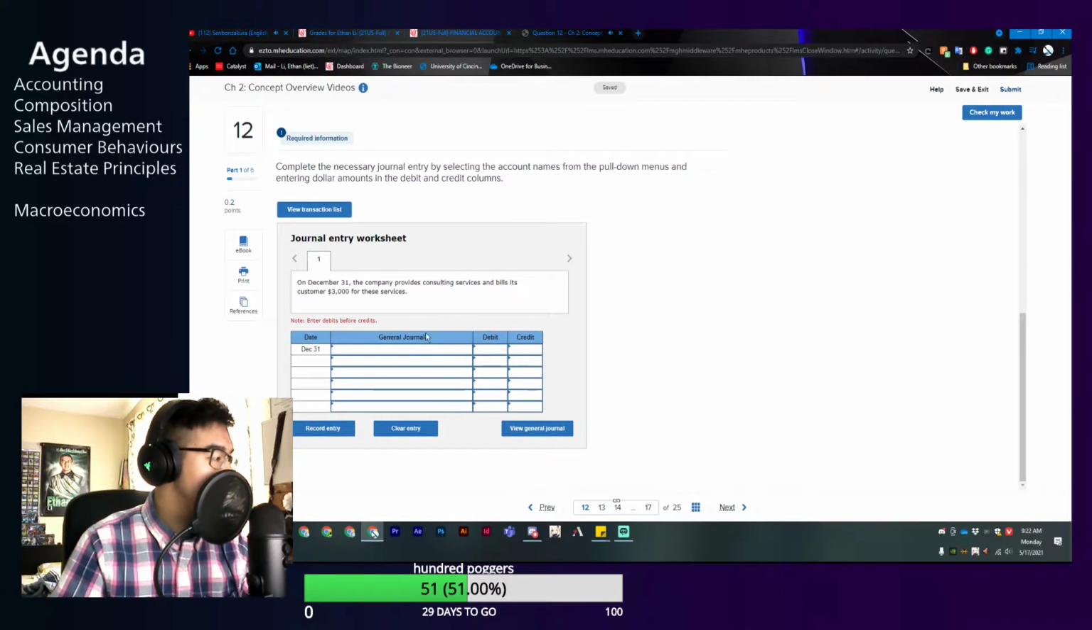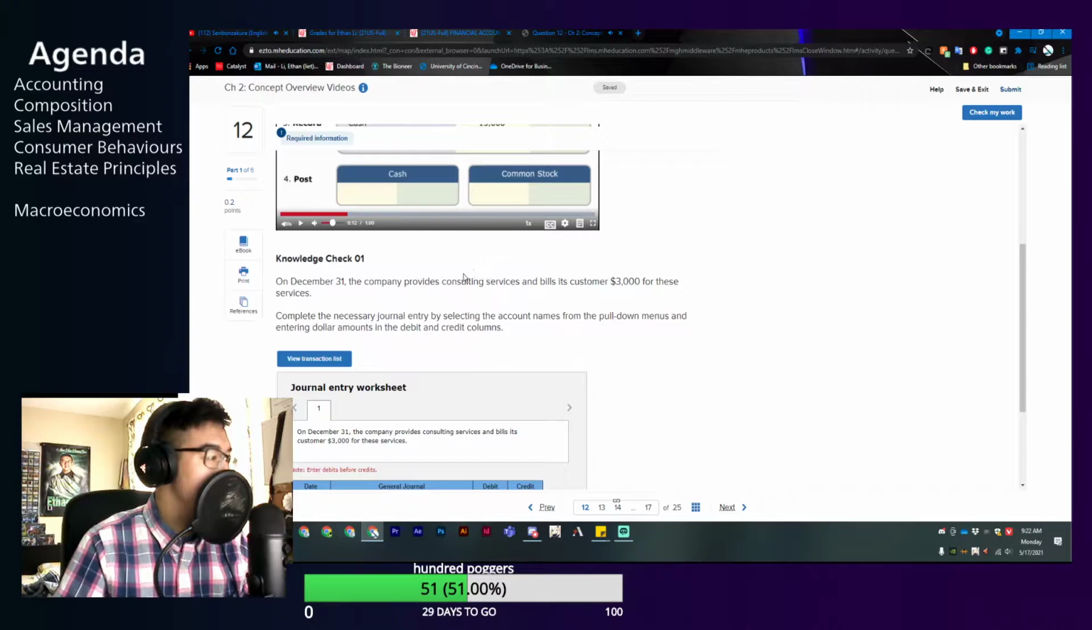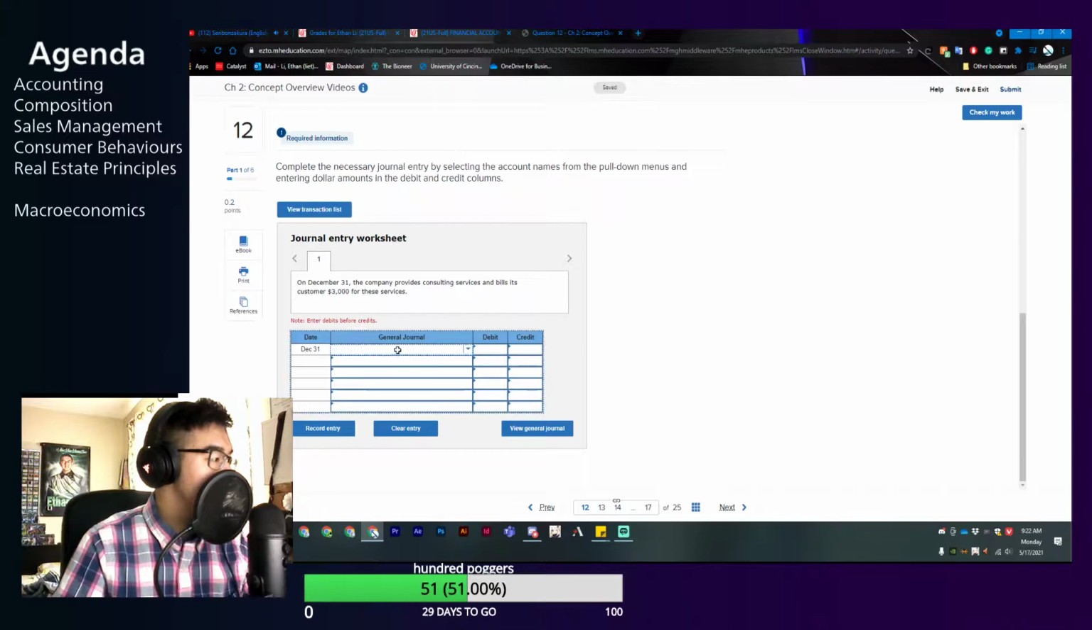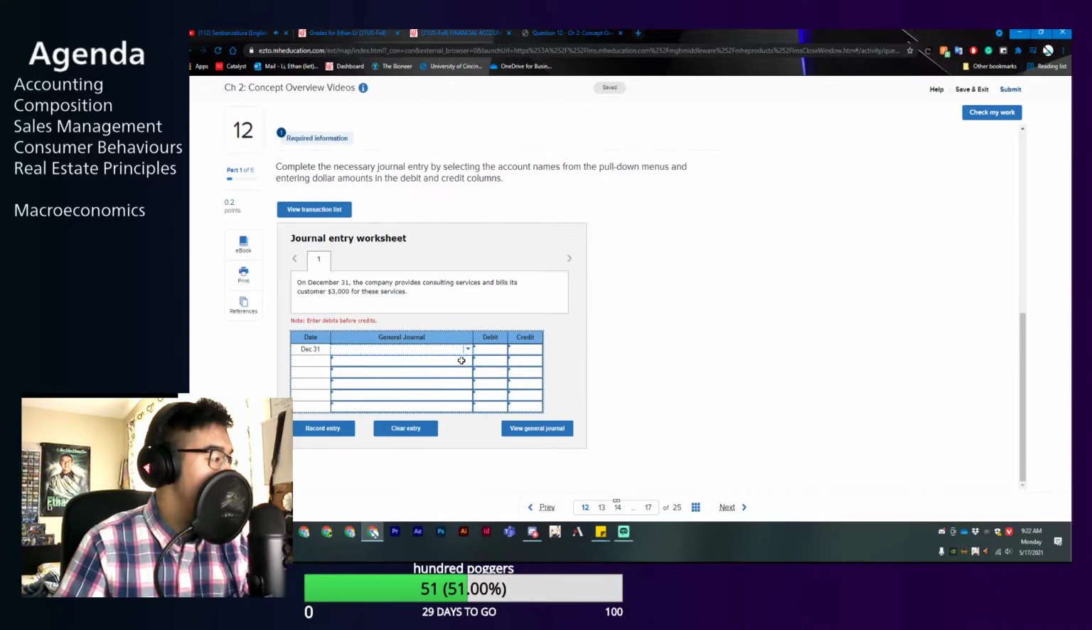This module illustrates how double entry accounting is used in analyzing and processing business transactions. We analyze a set of transactions utilizing 4 steps: identifying, analyzing. Okay, that's not too bad. Provides consulting services and bills $3K. So you would enter your debits before your credits. So we would get $3K cash. And then consulting revenue of $3K. Debit of $3K cash.